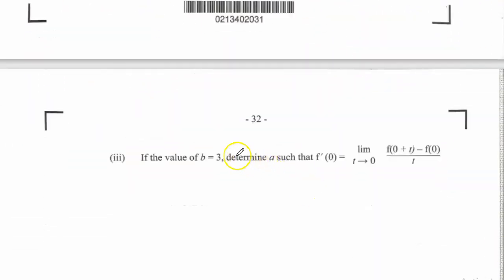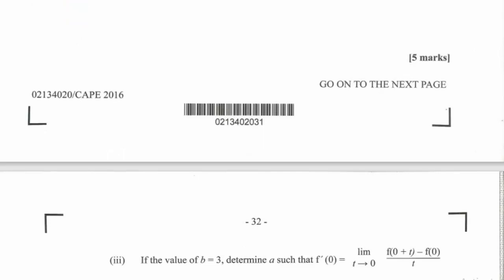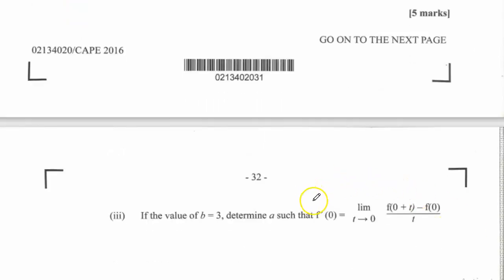If the value of b equals 3, determine a such that f prime 0 is equal to the limit of f of 0 plus t minus f of 0 all over t. Alright, so we're going to plug into f prime 0, we're going to use both functions.